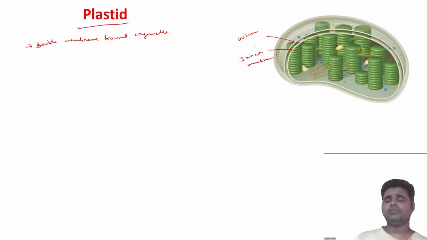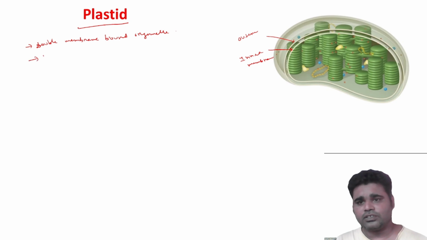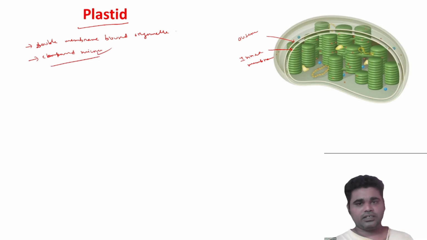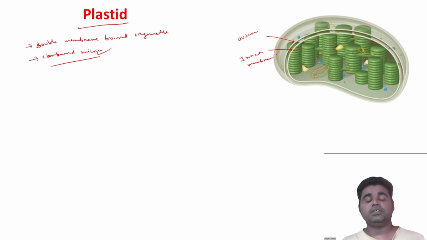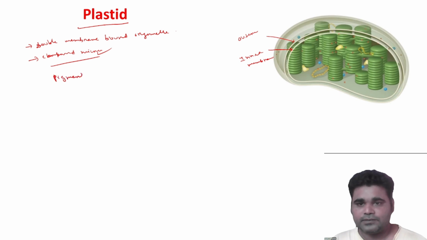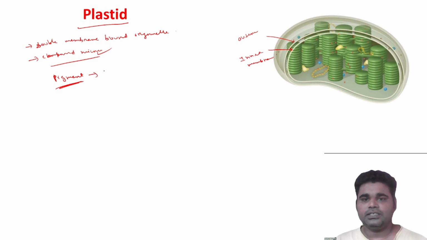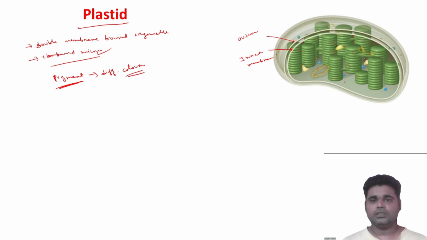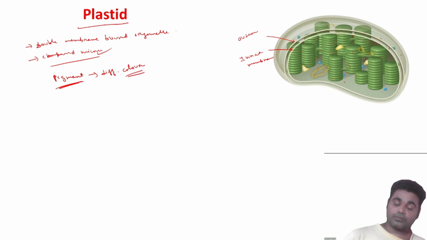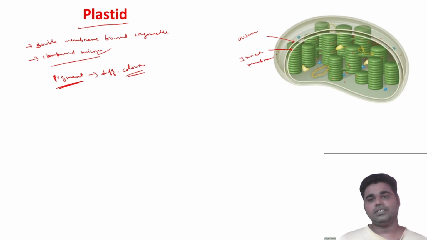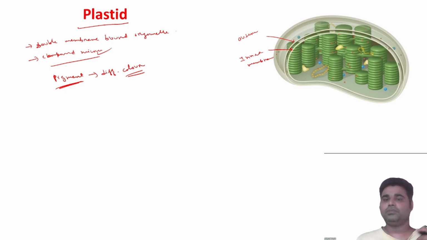And the plastid can be easily visible in the compound microscope. In the compound microscope, the plastid structure can be observed easily. The plastid contains specific pigment, and this pigment provides different colors. Because of providing these different colors, the plastids are named according to the color of the pigment.